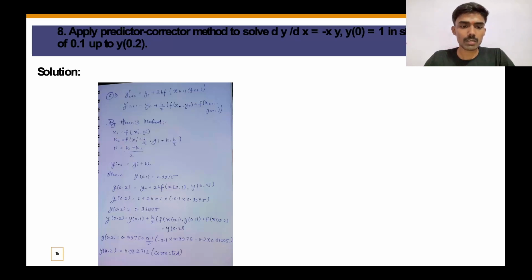And then to calculate the correct value, we have written the value of y at 0.2, and it comes out to be 0.98005. This is the predicted value, and here at the end, y at 0.2 is equal to 0.982712 is the correct value. And we will keep repeating this process until we are satisfied with the value. We will put the correct value in place of the previously predicted value, and we will obtain our answer.